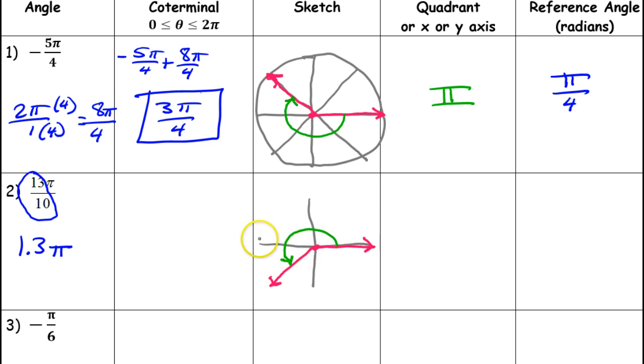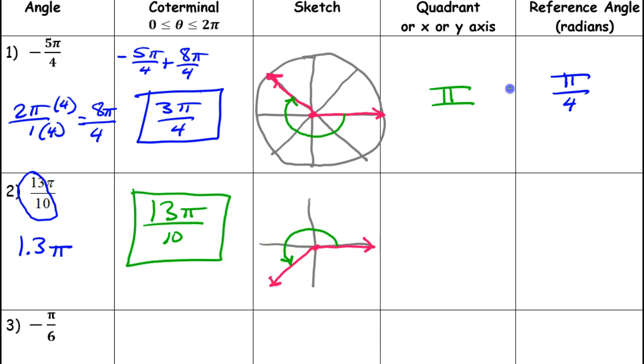So there is no other coterminal angle that's going to be between 0 and 2 pi. So I'm just going to recopy the angle itself. 13 pi over 10 is the only coterminal angle that would be between 0 and 2 pi. Okay, so let's just put that down. Now, we are in the third quadrant, so I can go ahead and record that. And that just leaves the reference angle.